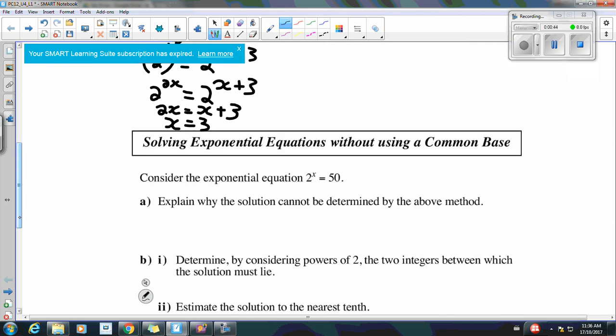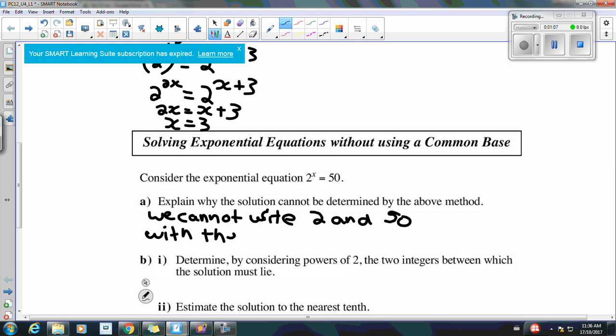But now we get to equations where we have something like this. 2 to the x equals 50. So why can we not solve this one with the same method? Well, we cannot write 2 and 50 with the same base. That is impossible to do.